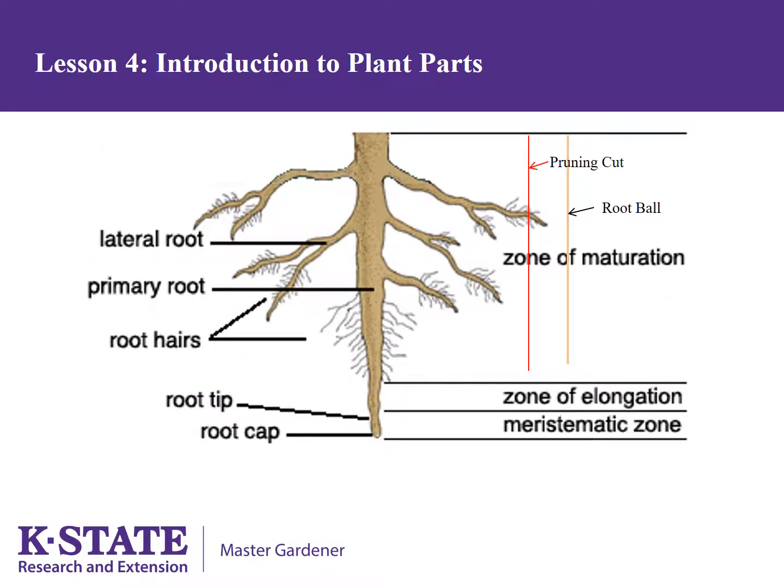Pruning should be done inside where the root ball will be dug. Pruning should be done the year before the root ball is dug. Remember, the roots extend out from the pruning cut, and so the root ball must be dug outside this area to capture those new roots. As you can see, a healthy root system is vital to producing a healthy plant.